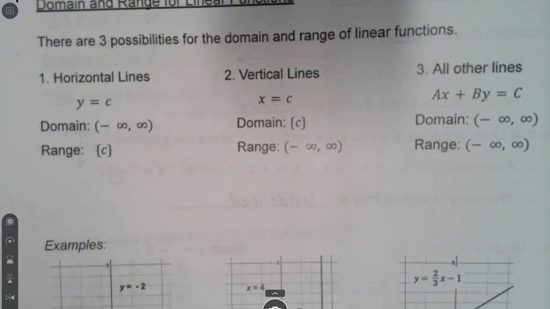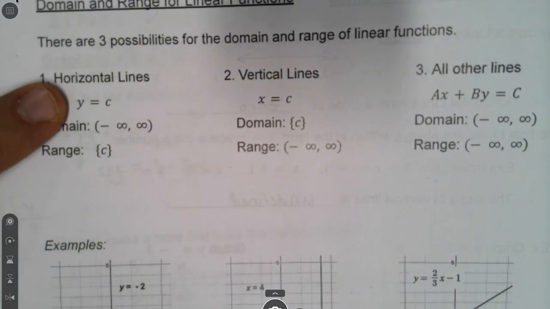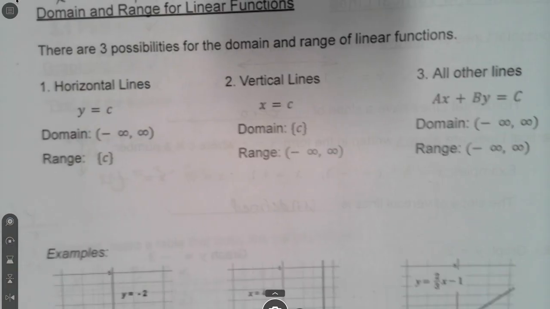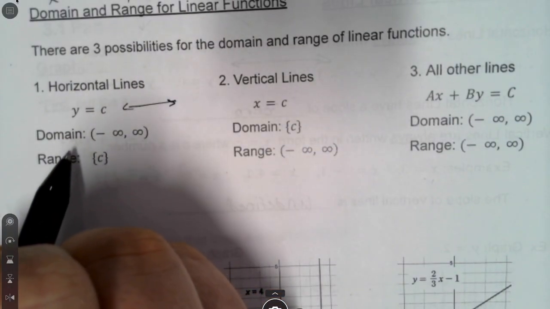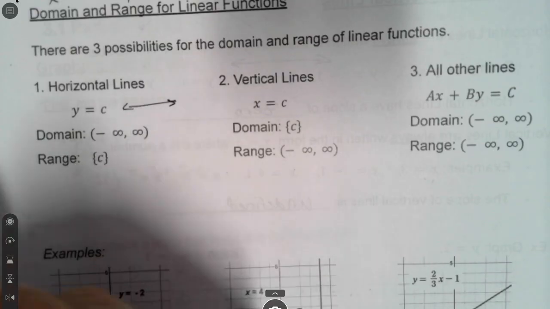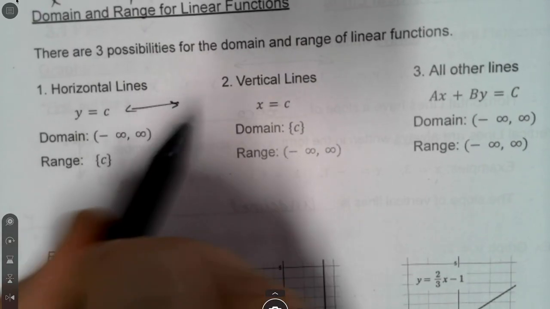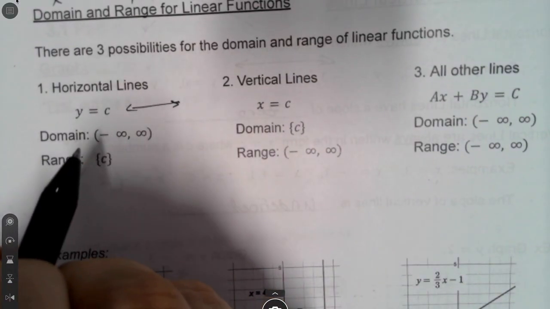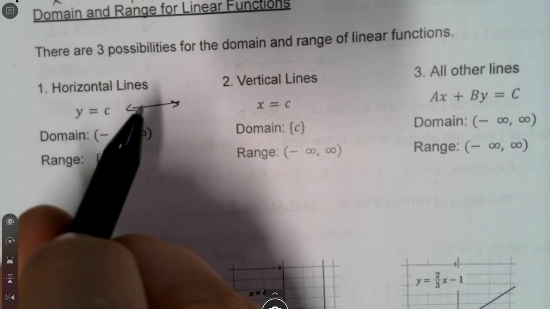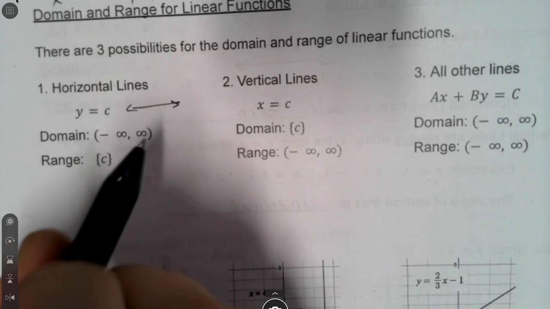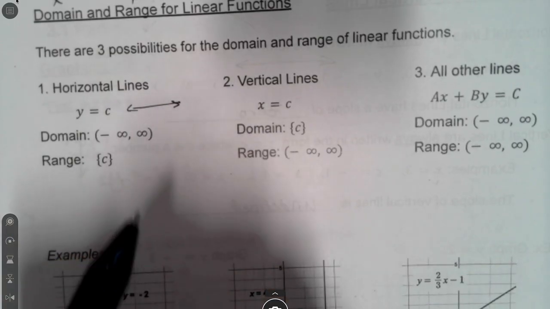If we have a horizontal line, just a reminder, it's going to look like this. So it's horizontal. Another way you can think about it with a graph, domain tells you how far left and right you can go, because the x-axis is horizontal. So domain for a horizontal line is negative infinity, because it goes forever to the left, and positive infinity, because it goes forever to the right.